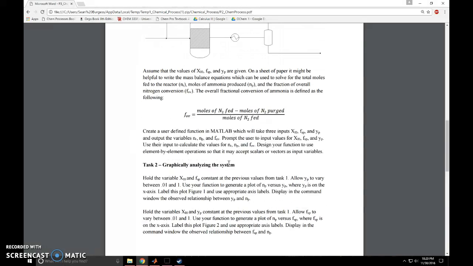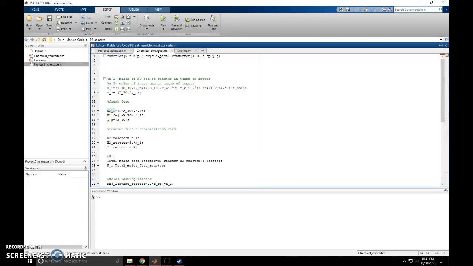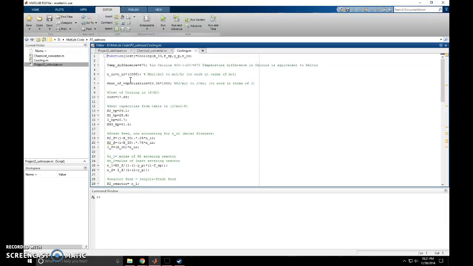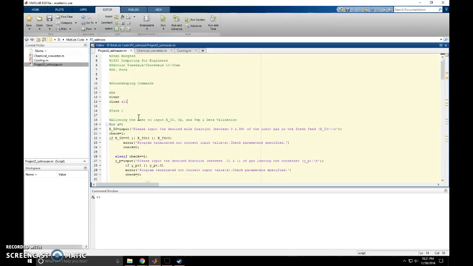So this is our main script here. This is our first function. This first function is chemical converter. This is for tasks 1 through 3. This cooling function is for task 4 only. So we start off here, task 1.